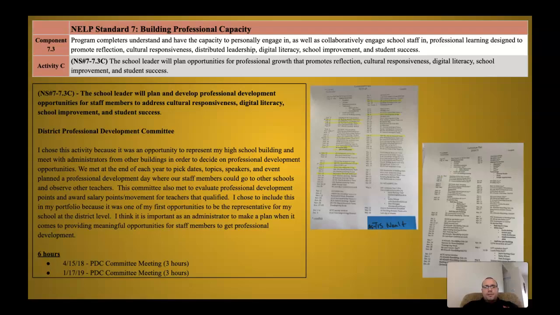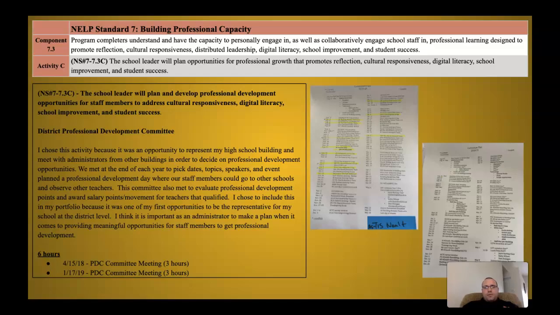We go over topics, speakers, events. We've covered everything from our trauma-informed process. We've also covered cultural responsiveness and different areas of school improvement as well. And we also meet together to evaluate professional development points that teachers are trying to submit for relicensure. We also discuss salary points and movement for teachers that qualify, and see if they actually have met those qualifications.